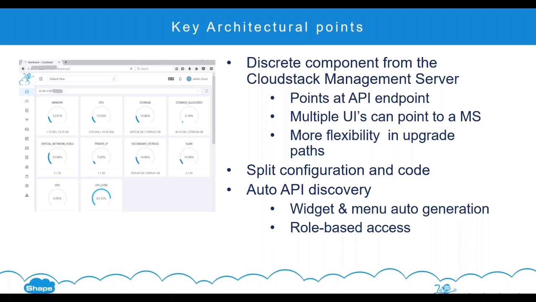And we've got the API auto discovery, which lets us auto generate menu items and widgets based on what Primate finds in the API at the time, which again is helping with ongoing maintenance. Also lets us do role-based access properly, etc., etc.